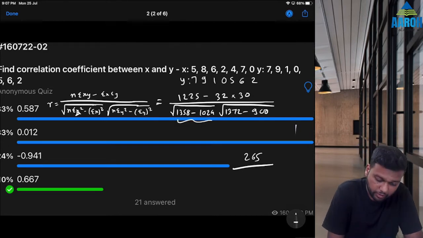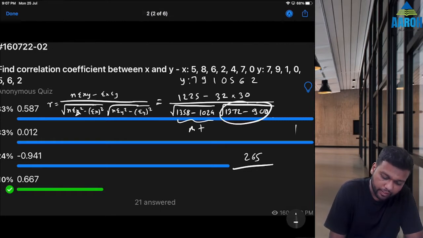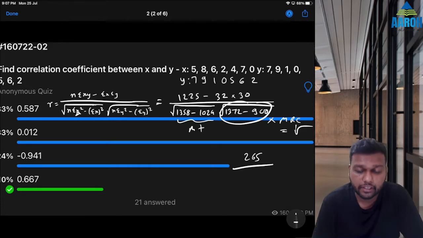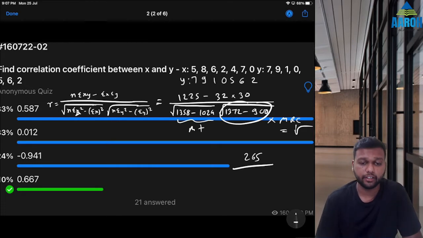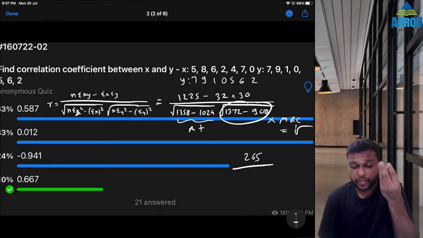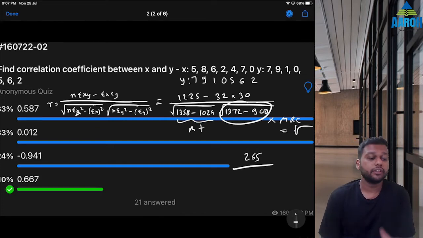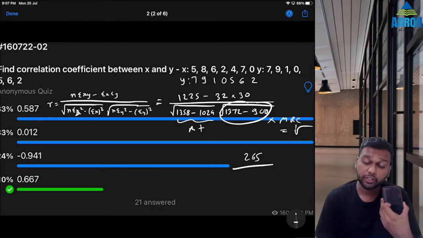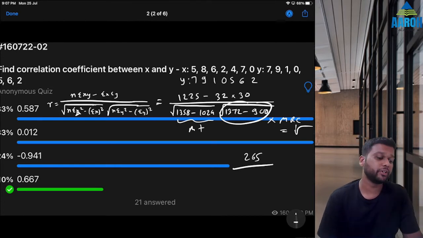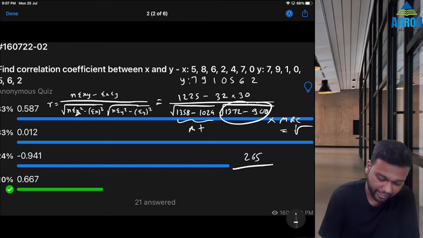You can do this M plus, then do this, then into MRC, and then equal to and square root. If it feels complicated, leave it, do it manually one by one, but you should be comfortable with your calculator. The way you use your phone, you use your phone very fast, right? Similarly, you should be able to use your calculator without even looking at it.